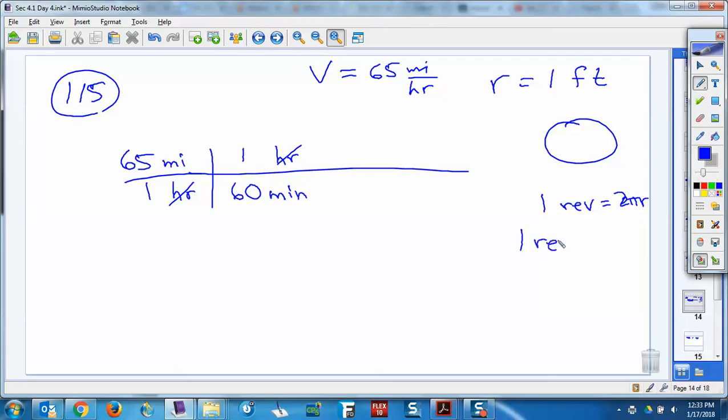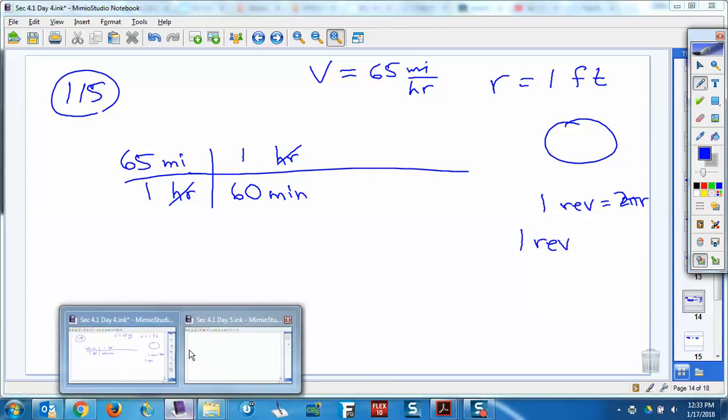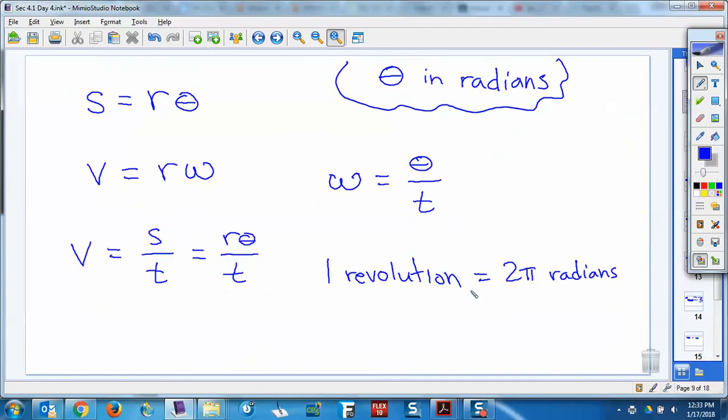So 1 revolution is 2 pi radians, and we could even put that back here. It's 2 pi r distance, whatever our distance units are, okay? Because what do we sometimes want? We sometimes want radians per time unit, and we sometimes want distance per time unit. So it's 2 pi radians, but it's 2 pi r distance. 1 revolution is a circumference.